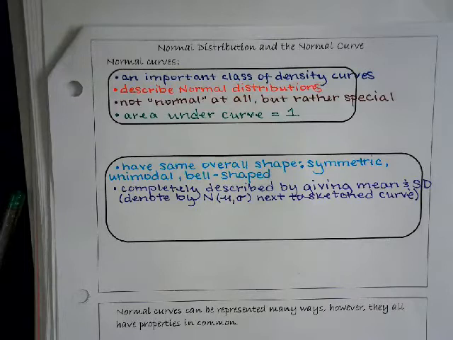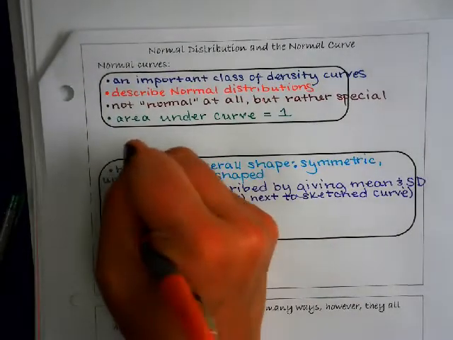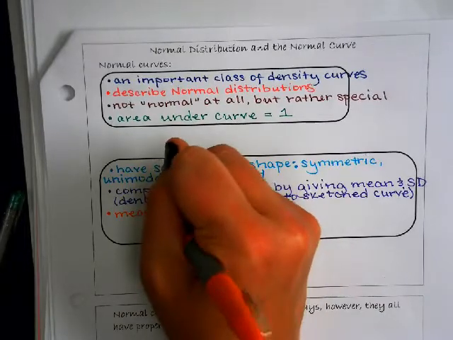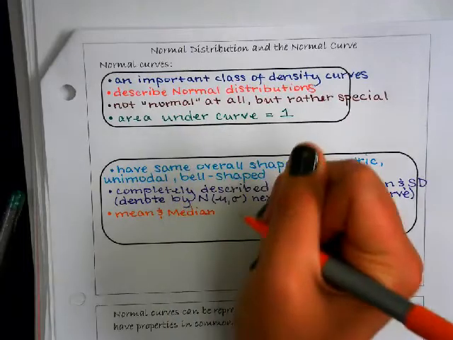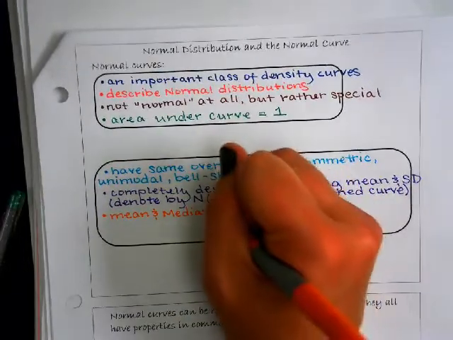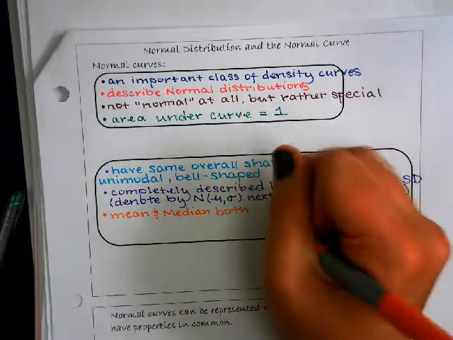Because it's symmetric, the mean and the median are both at the center. I don't know why I capitalized median. Don't ask me why. I think I was thinking of using the capital letter M for it, but then I wrote the whole word.